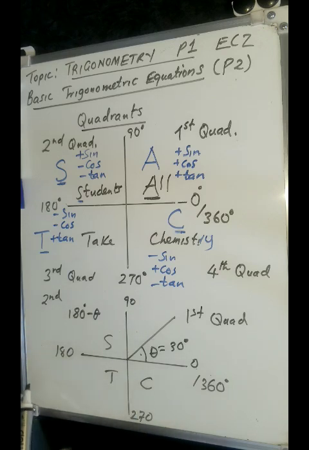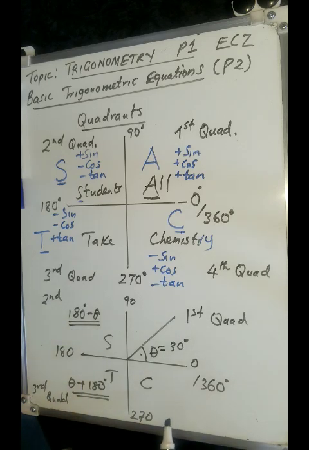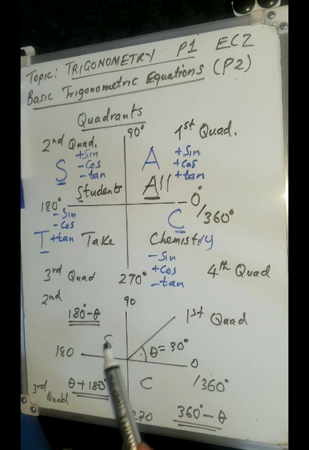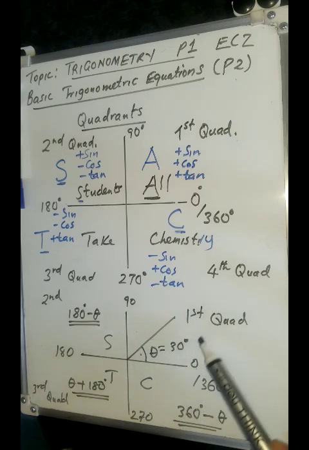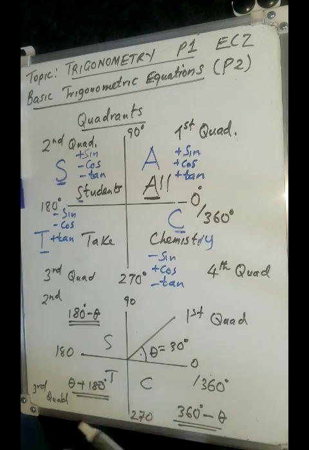For you to get the angle in the third quadrant, you say the angle in the first quadrant plus 180. So you just get that angle plus 180 degrees. That will give you the angle in the third quadrant. To get the angle in the fourth quadrant, you simply say 360 degrees minus the angle in the first quadrant. So this is what you need to remember, how to find the angle. As long as you know the angle in the first quadrant, you can know the angle in the other remaining quadrants.